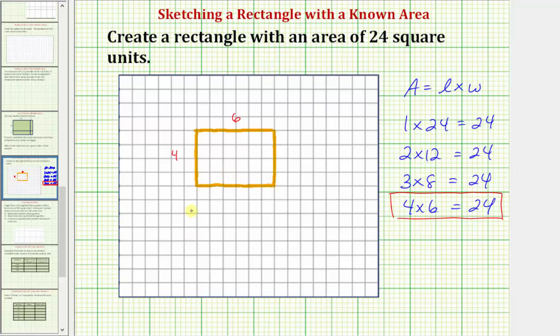Now let's do this again and create a 3 by 8 rectangle instead. So if we create a 3 by 8 rectangle, it is going to have an area of 24 square units. So first create a side that has a length of 3 units. The adjacent sides must have a length of 8 units, which would look like this. Opposite sides have the same length.